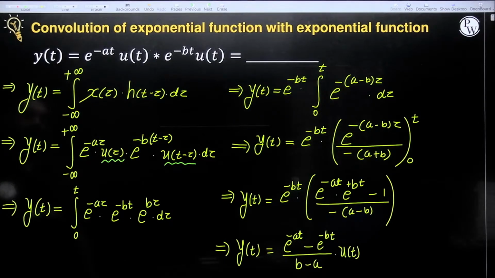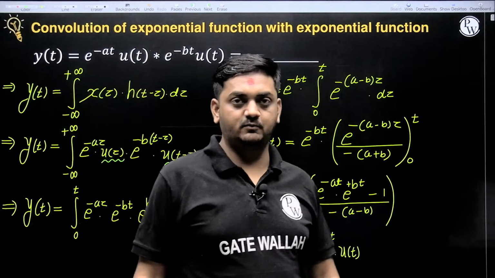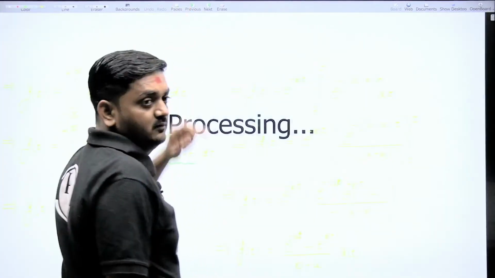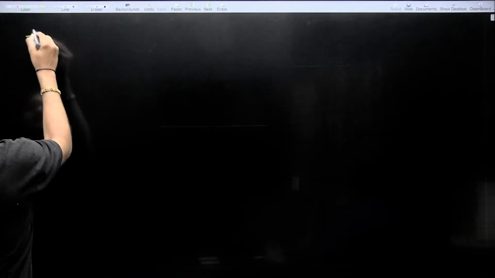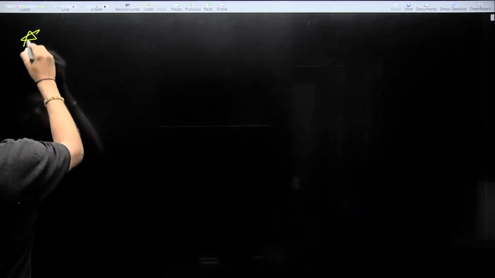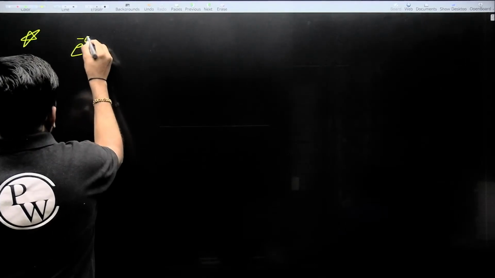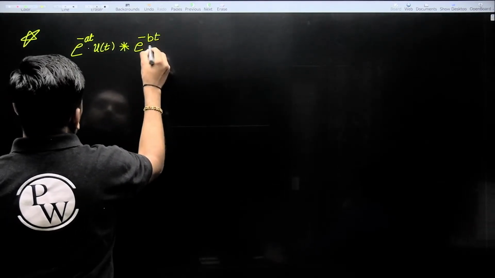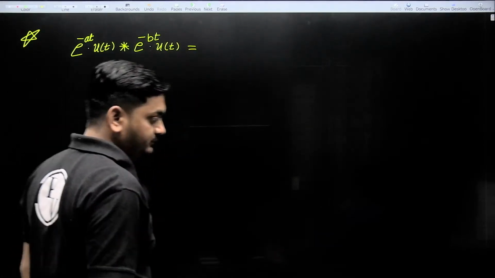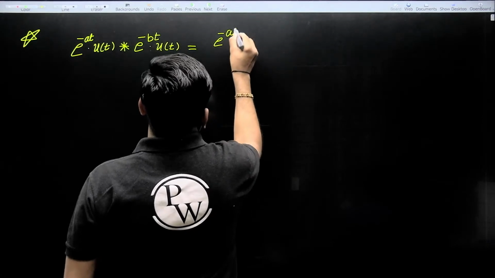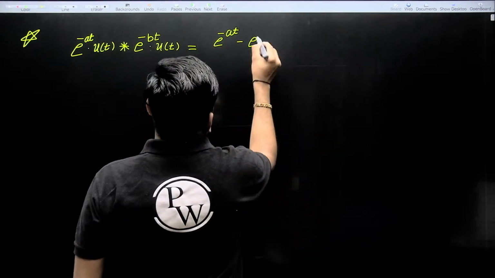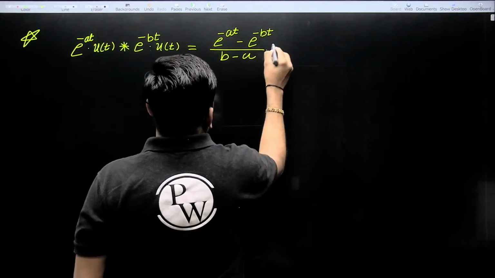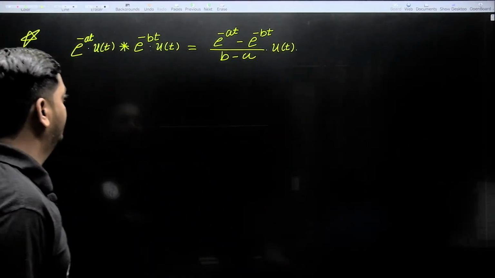So e to the power minus at into u of t convolution with e to the power minus bt into u of t is nothing but e to the power minus at minus e to the power minus bt divided by b minus a, into u of t. Now the important result.